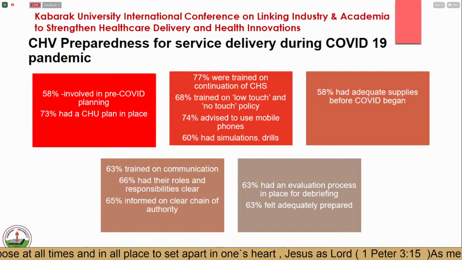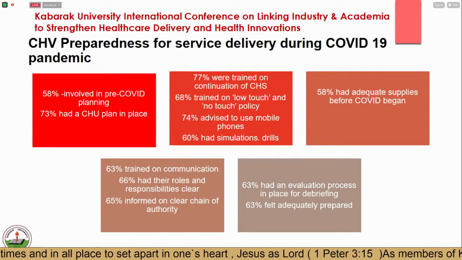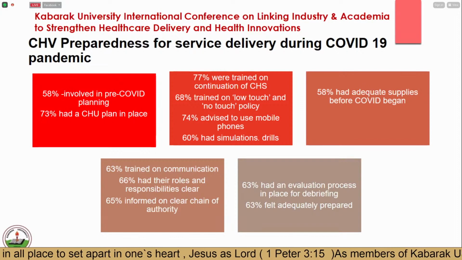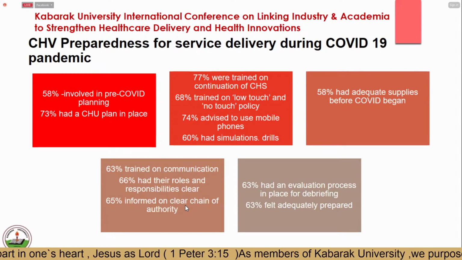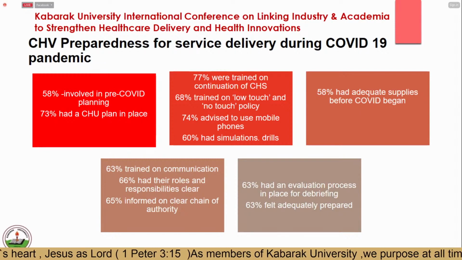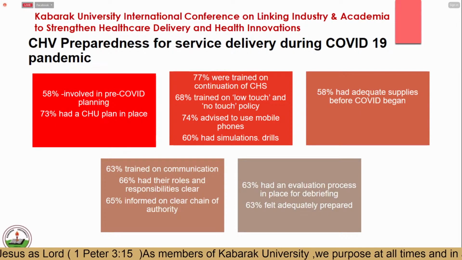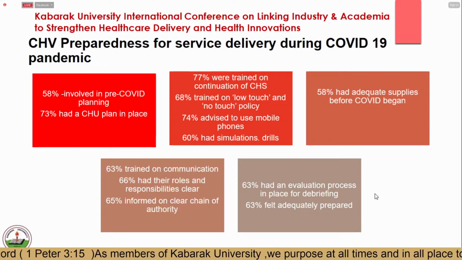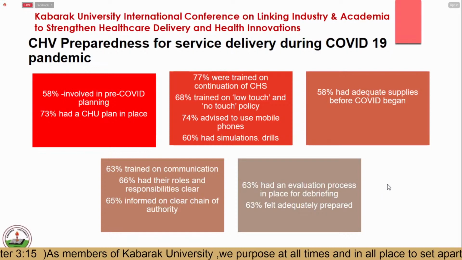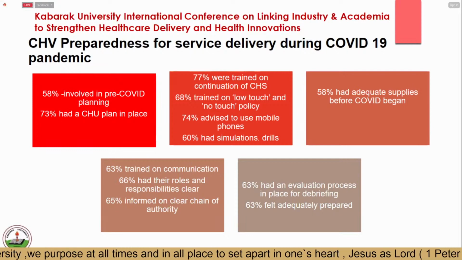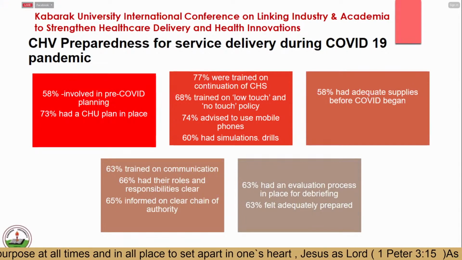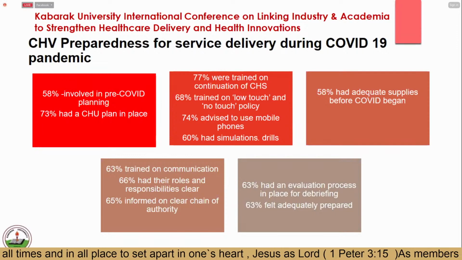65% were informed on clear chain of authority, so they knew they would directly report to their chiefs, while others were a bit confused because they were required to get approval. However, 53% still felt that they were not prepared to continue.